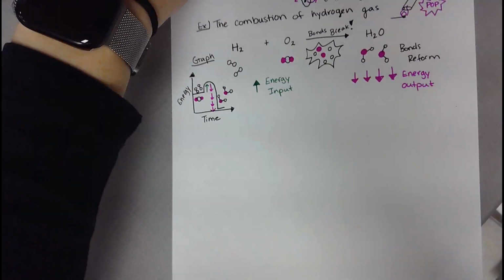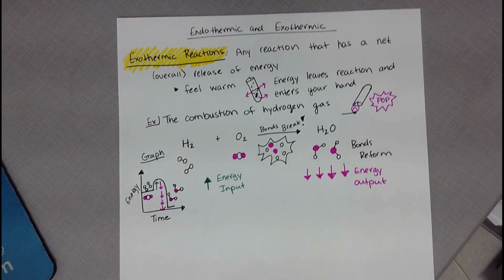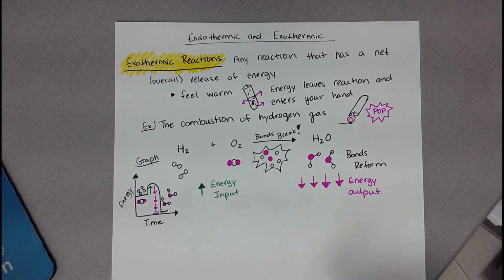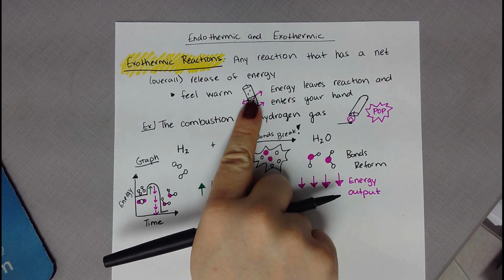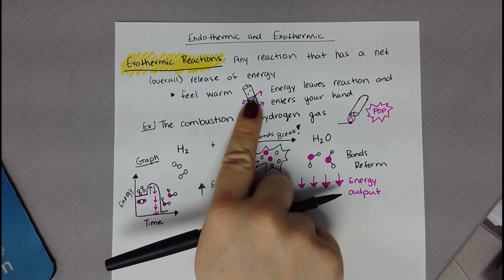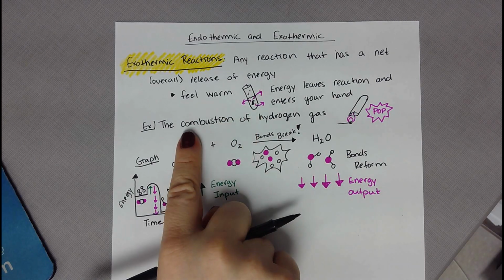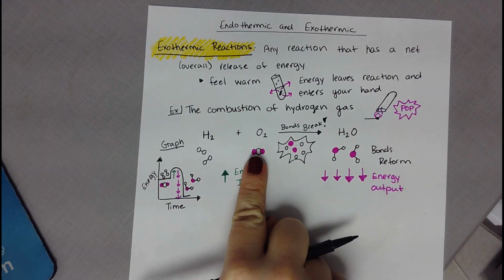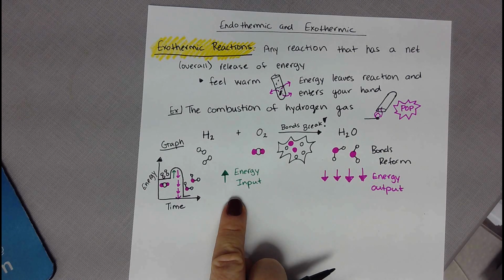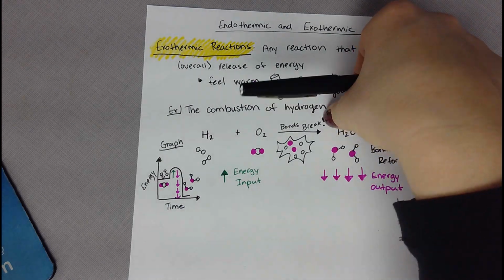Overall, an exothermic reaction is a reaction that has a net release of energy. That reaction is going to feel warm because as the energy leaves, it's going to enter your hand and heat up your hand. The example that we covered in our lab was the combustion of hydrogen gas. I start with hydrogen and oxygen. I add a little bit of energy in order to break the bonds.